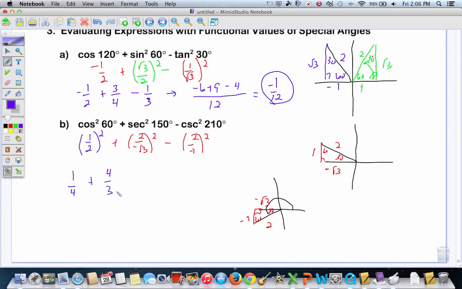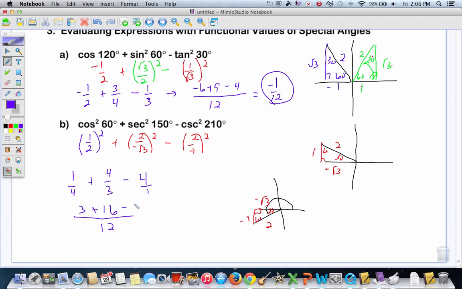Doing the math work here. We have 1/2 squared, which is 1/4. We have 2 squared, which is 4. Square root of 3 squared, which is 3. And minus 2 over -1, or -2 squared, which is 4. I'll put that over 1 for visual effect.